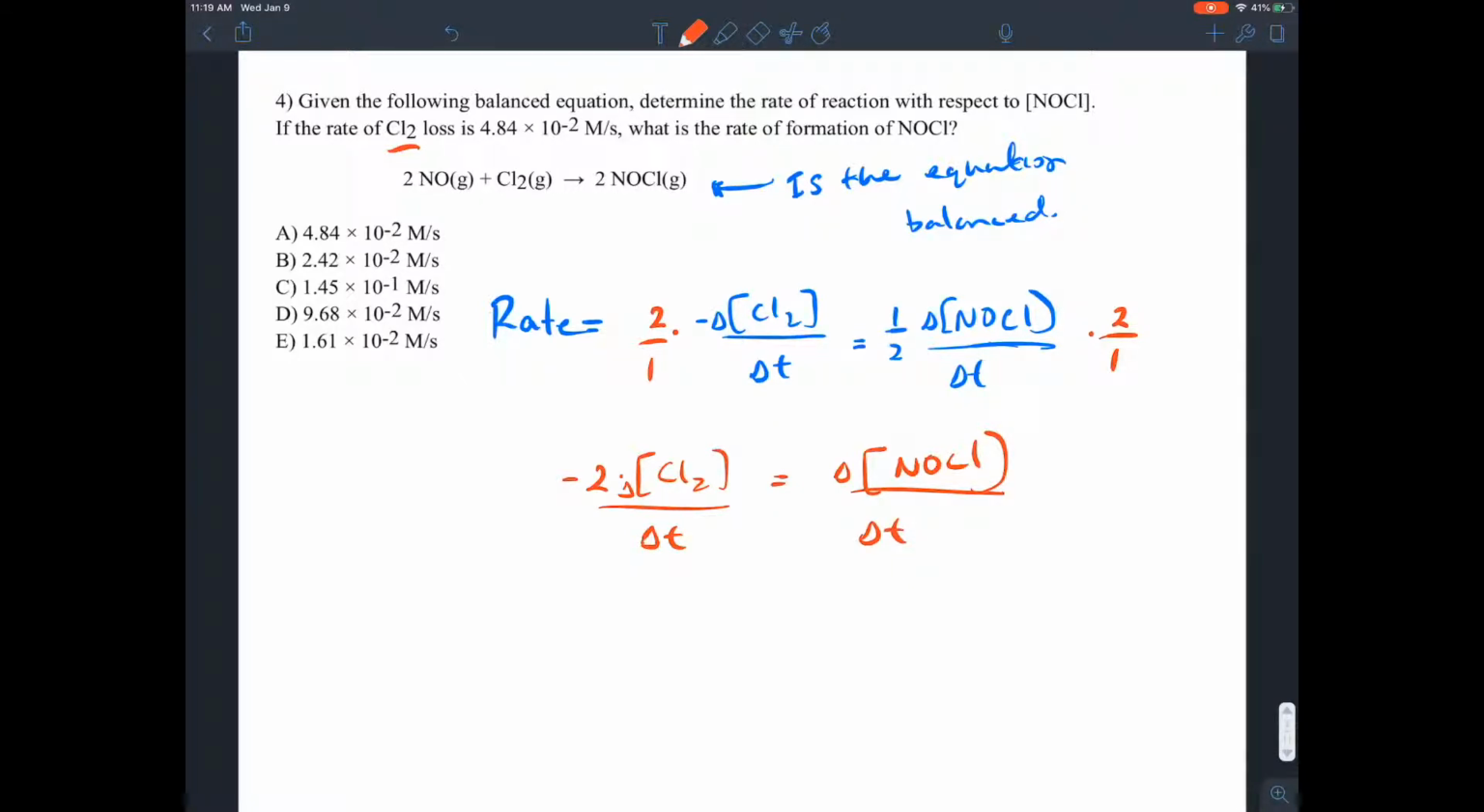And remember that this negative will cancel out with the delta Cl2, so we don't really need to worry about it too much. I keep reminding you guys of it because it becomes important in some problems, but in this particular case, you can see that all your answers are positive. So you can just drop the negative and plug in the actual value. So if you multiply 4.84 times 2, you should get 9.68 times 10 to the negative 2. So our answer is going to be D in this case. That's 9.68 times 10 to the negative 2 molar per second. And that's the rate of formation of NOCl with respect to time, as we see here.